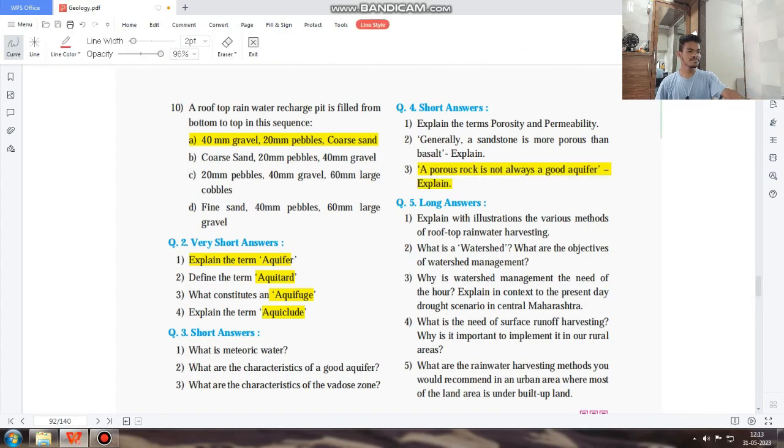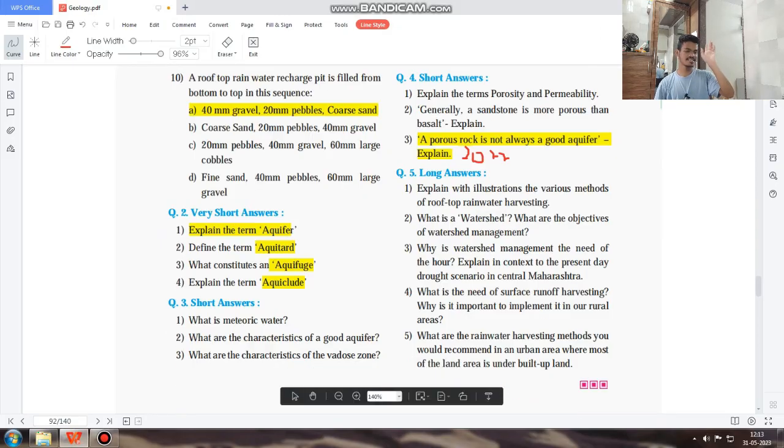Okay, so this was the question which I had asked in 2022. 2022 का question this is, okay? It is the same thing of that paragraph. Characteristics of good, everything is there. This is about vertical distribution. This is aquifer, this is meteoric, first sources of groundwater. Okay, so that's it from this chapter.